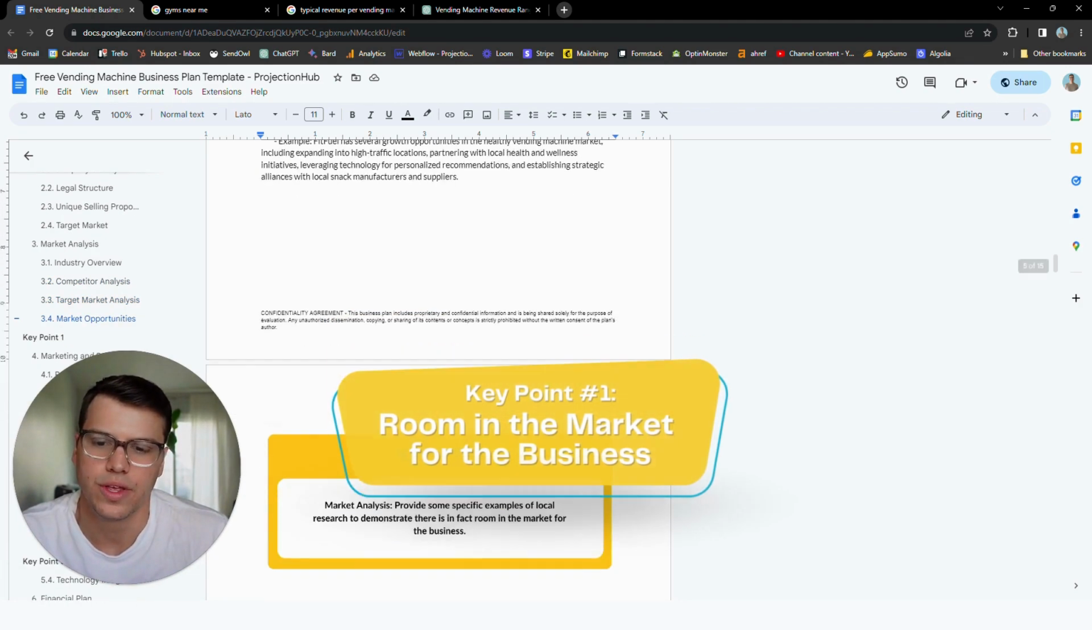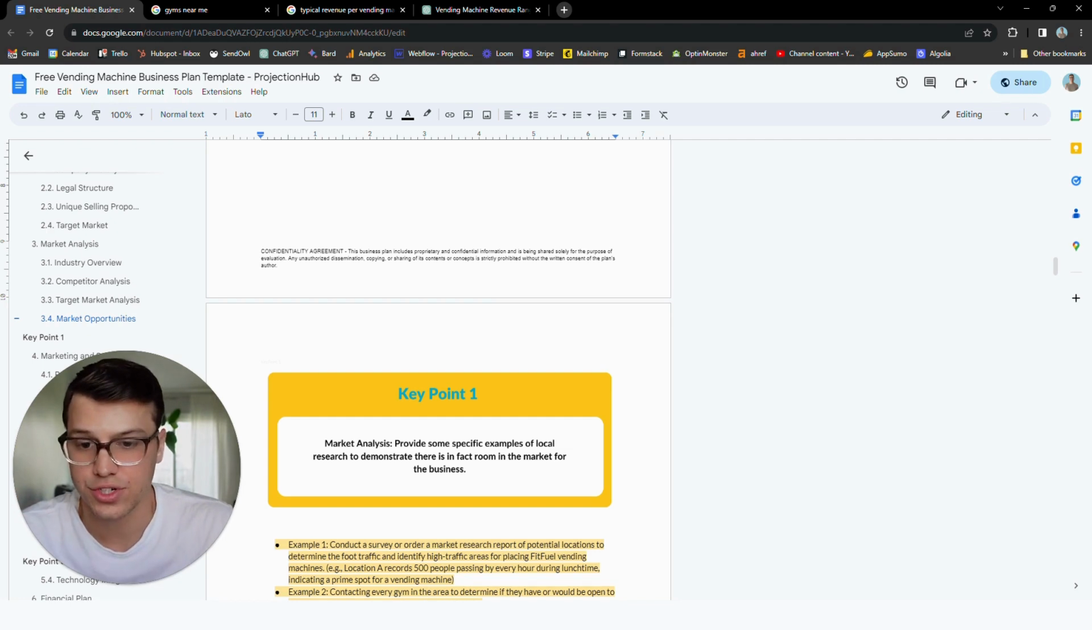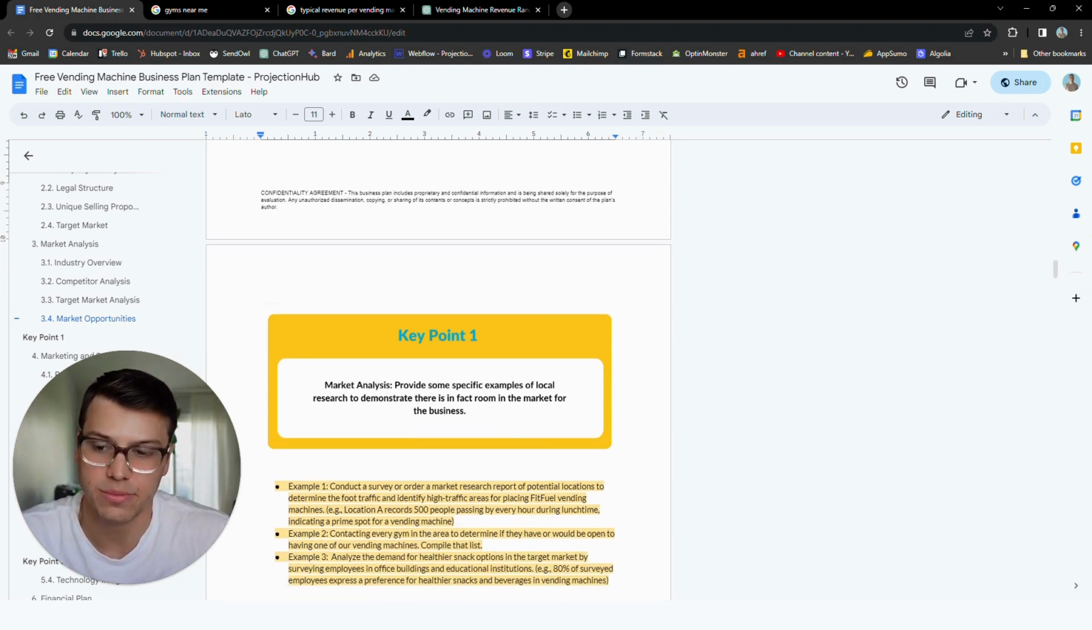And so the key point is that any tangible, specific examples you can give of what you did to research that market opportunity are good. You never want to assume in your business plan that if you just build it or start it, you'll have customers, or that they'll just show up, or that it'll just work out.